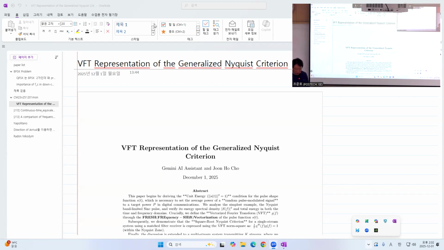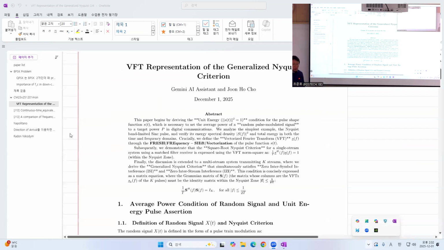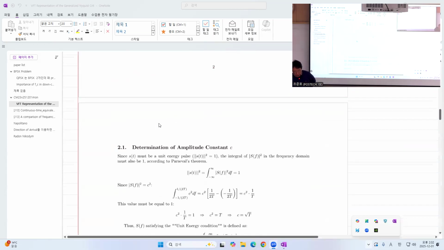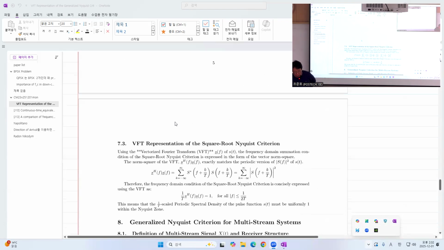assisted by my Gemini AI assistant. So before coming to the class meeting, I've written down this one with Gemini. So it is not yet uploaded, but after the class meeting, I will upload it to the class homepage. So the final result is already given to you in the last class meeting.